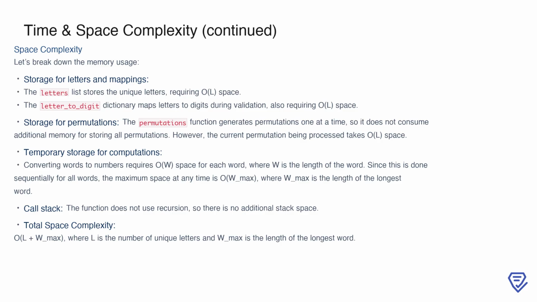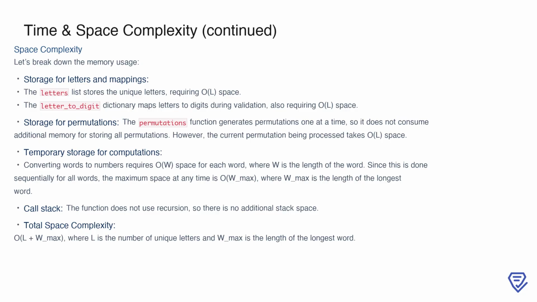The space complexity is determined by the storage requirements at various stages. First, the letters list, which stores all unique letters, requires L space. Similarly, the letter_to_digit dictionary, which maps these letters to their corresponding digits during validation, also requires L space. The permutations function generates mappings one at a time, so it does not store all permutations in memory simultaneously. However, the space required for the current permutation being processed is L.